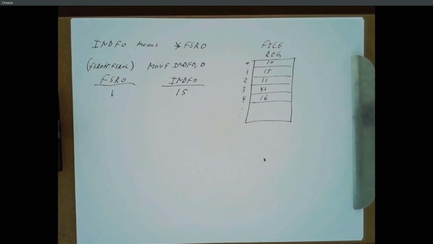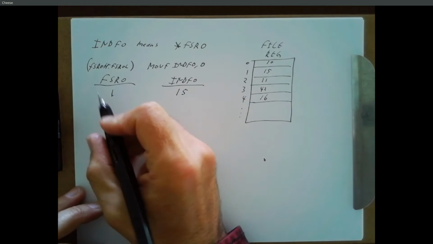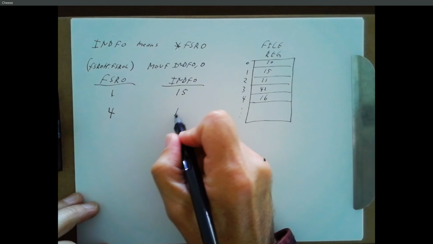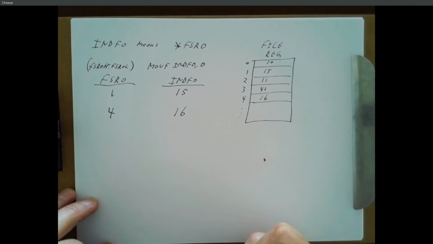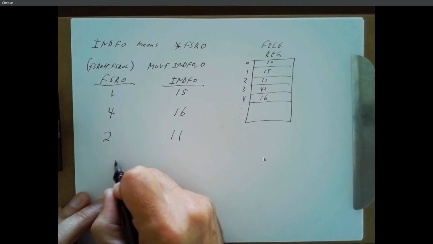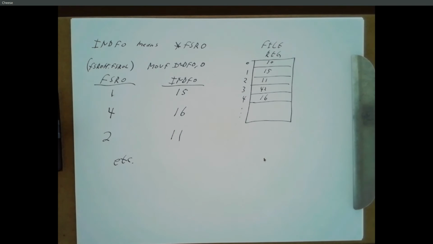So we're going to do movf INDF0, comma 0, put into the W register. If FSR0 is a 1, INDF0 is not the value 1. It's the contents of file register 1. If FSR0 is a 4, it's 16. It's the value of file register 4. That's all there is to this. So it's just a level of indirection.